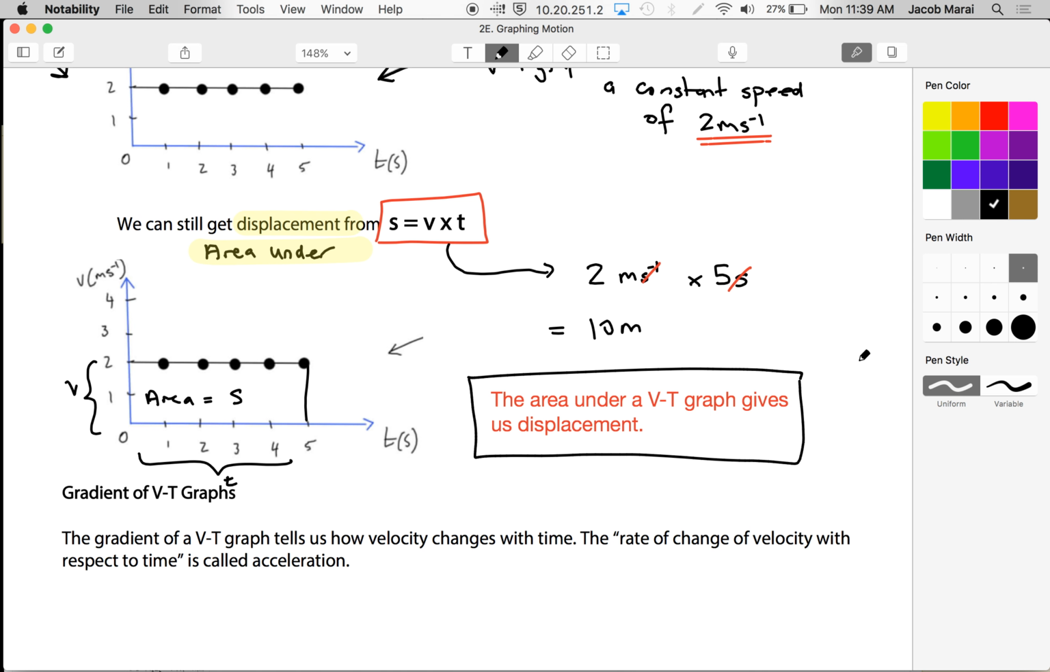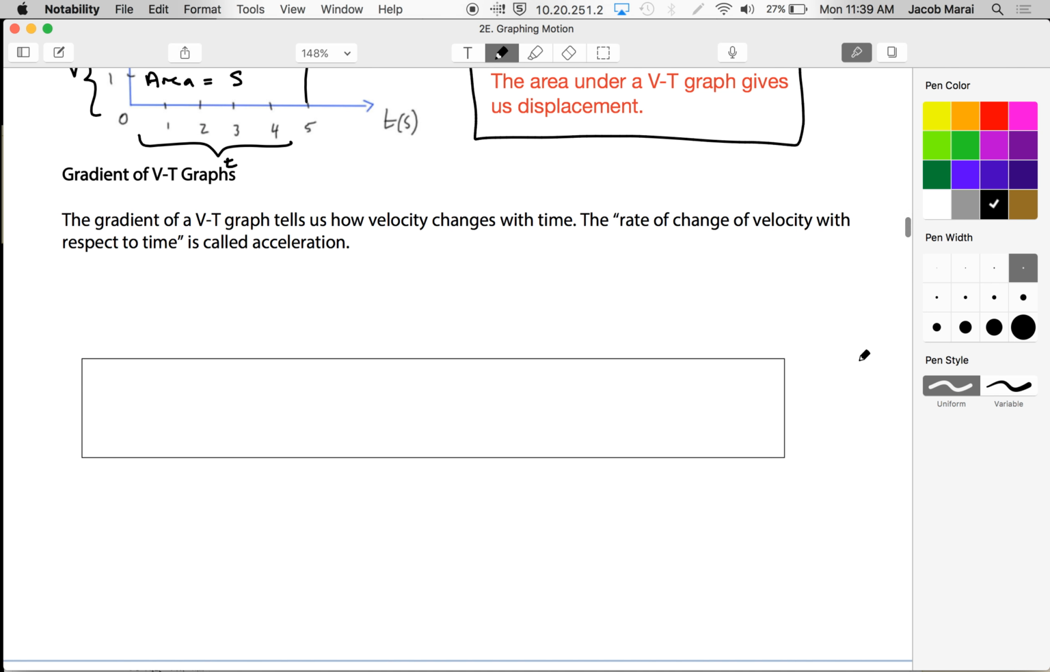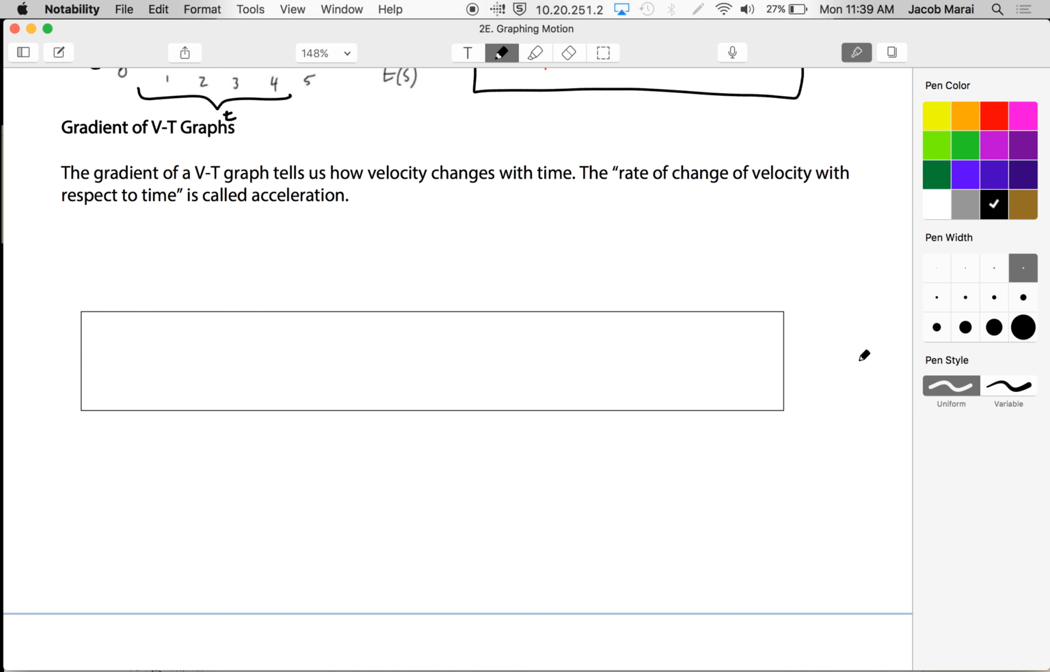gravity, the acceleration due to gravity. Yep. That would be a straight line going upwards. Gravity is negative, so it would have a negative gradient. Sorry, downward slope. We'll get to that probably next lesson. All right? You're a couple of lessons ahead.